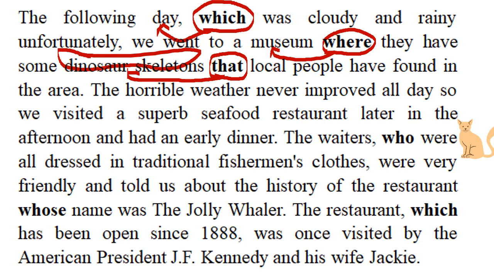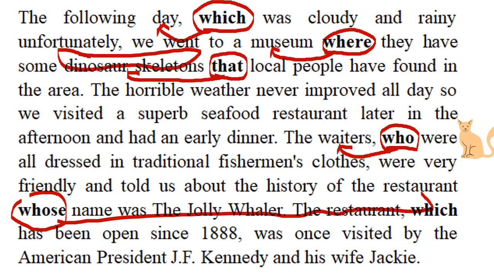Okay, let's go on. Were very friendly and told us about the history of the restaurant, whose name was the Jolly Swallow. "Whose" name means the restaurant's name. The restaurant, which has been open since 1888, so we have another "which." It refers to the object, the restaurant. Okay, go on. Was visited by the American President John F. Kennedy and his wife Jackie.